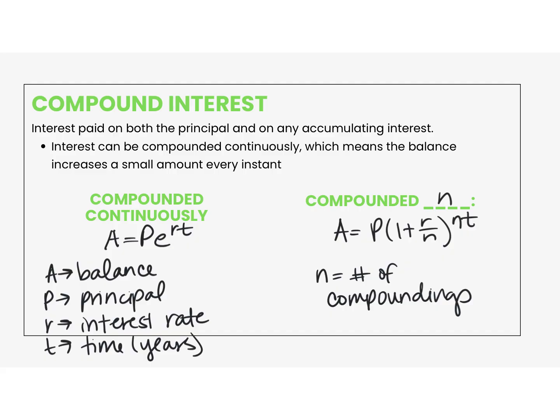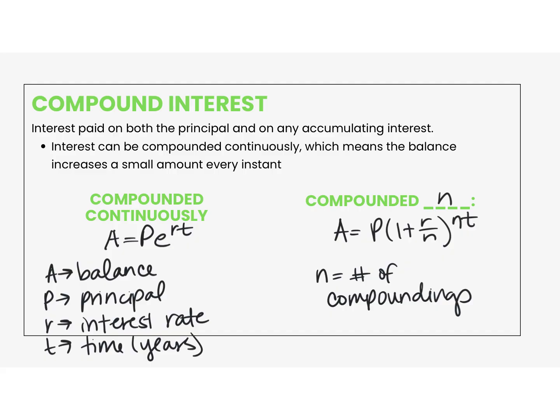Everything else is the same. So A is still the balance and P is still the principal, R is still the rate, T is still the time. Why are we coming back to these? Well, now that we know how to use logs, we can solve more of these equations. When we solve these application problems, we're going to start with these equations, but we might have to solve for the rate or the time, or something that's in the exponent. And now we know how to do that.